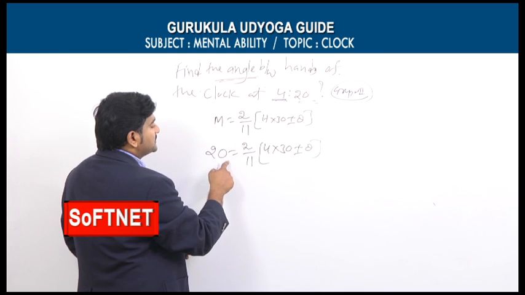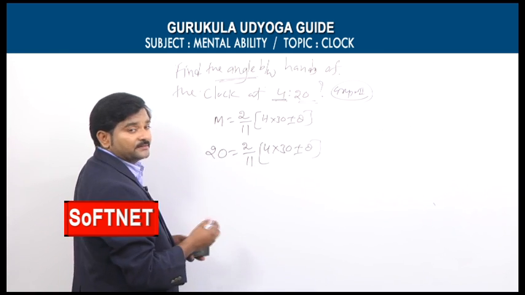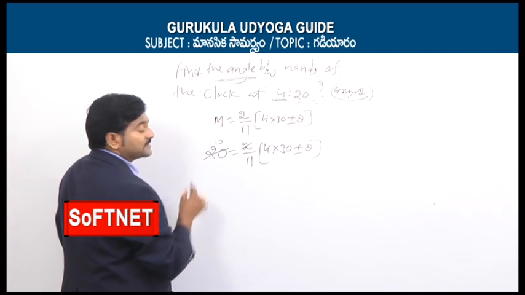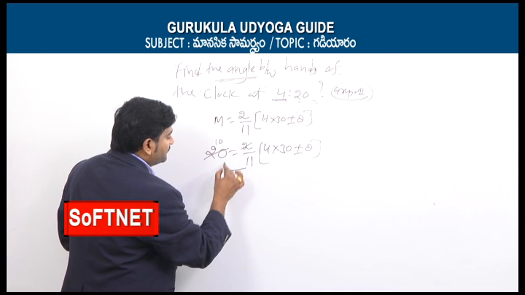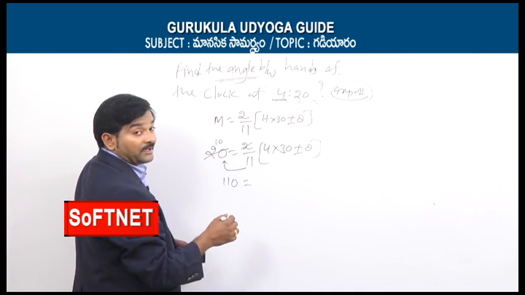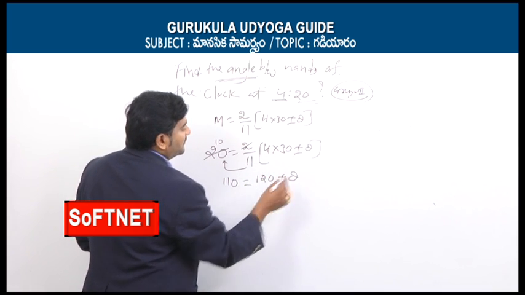Now 20 is equal to 2 by 11 into 4 into 30 plus or minus theta. This will simplify, simple calculation. 2 1s are 2, 2 10s are 20. So 11 I am shifting this side. 11 into 10 means how much will you get? 110. 110 is equal to 4 into 30, 120, plus or minus theta.